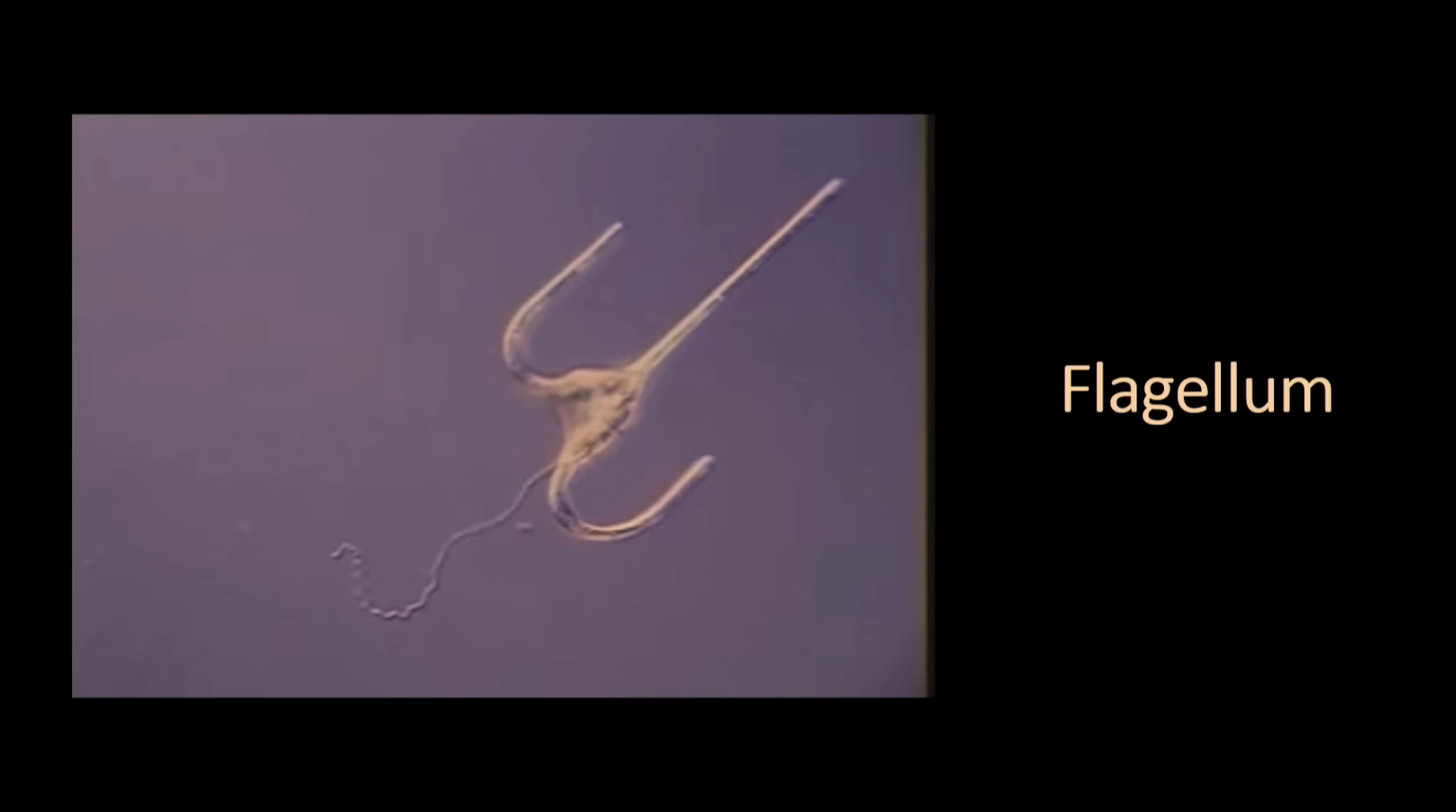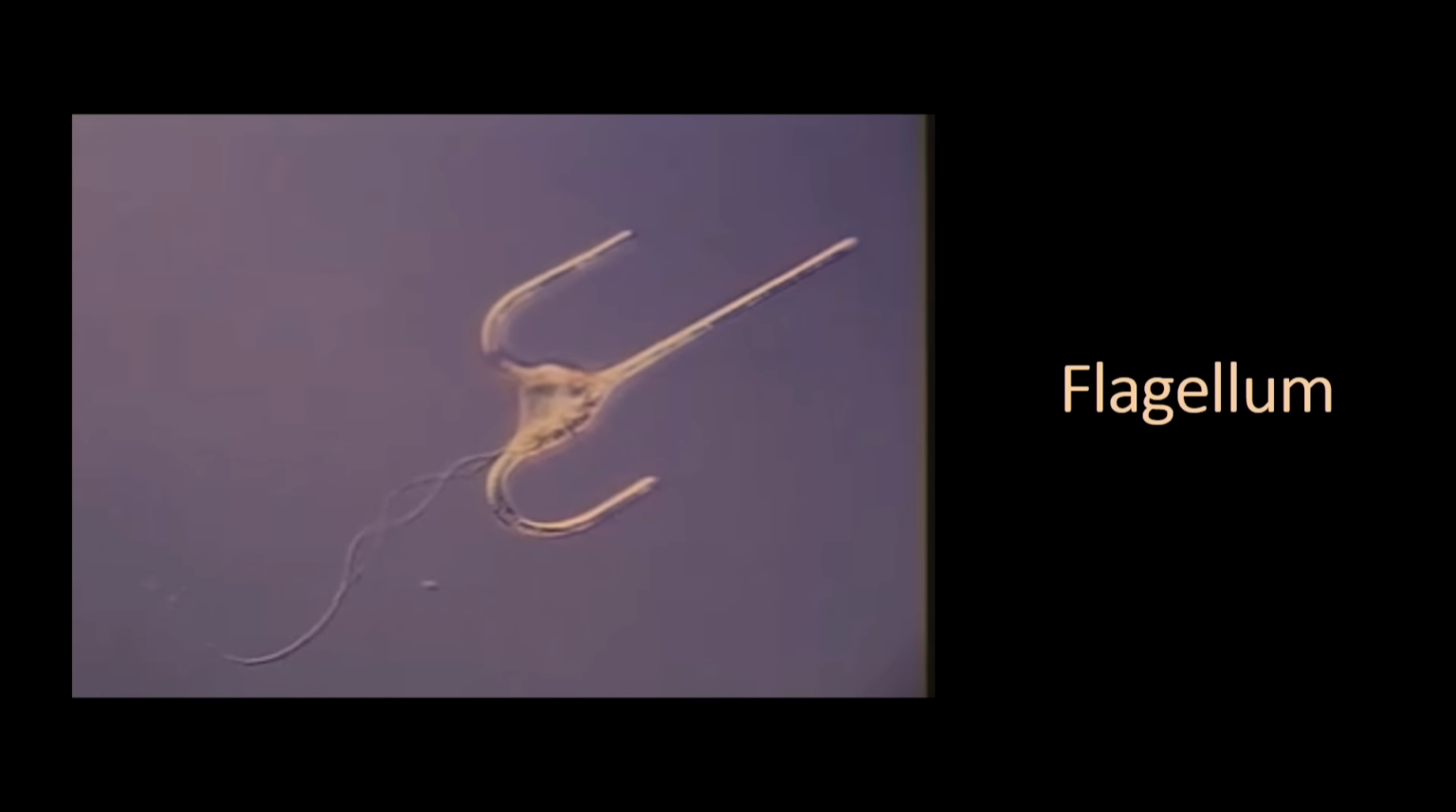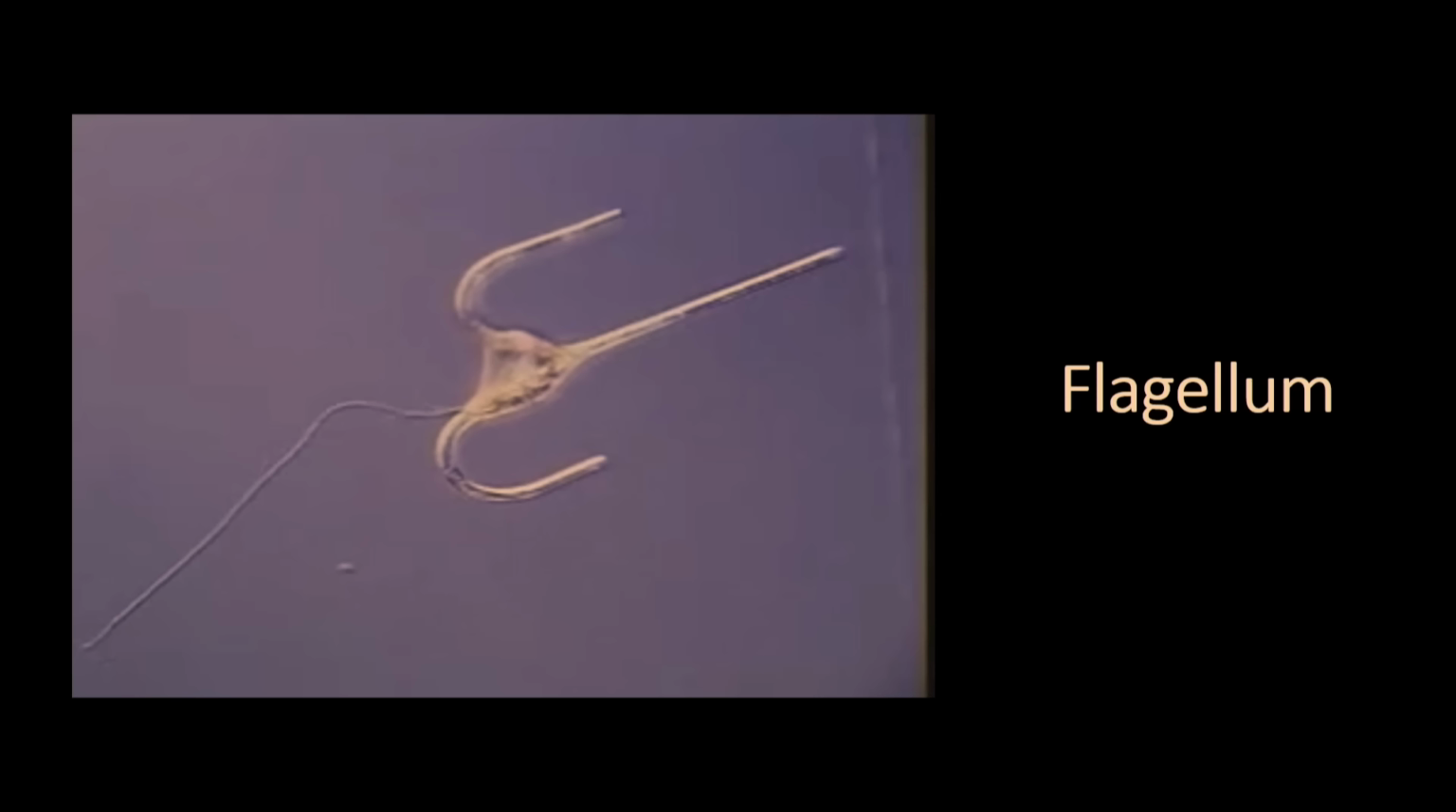Similar to the cilia, except instead of an organism being covered by those hairs, it has just a couple of them, often at one end, and it spins. Rather than bending back and forth like the cilia do in that wave-like manner, the flagellum spins. So it's like an outboard motor that spins. You could see it kind of letting it out and come back.